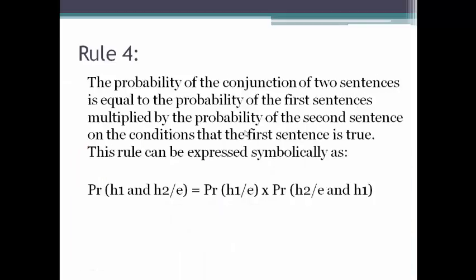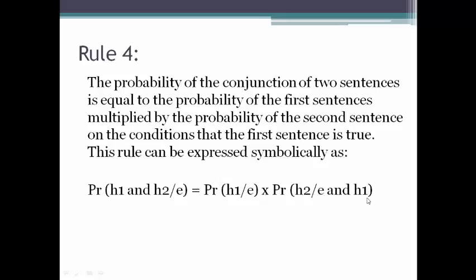Okay, so here's the fourth rule. The probability of the conjunction of two sentences is equal to the probability of the first sentence multiplied by the probability of the second sentence on the condition that the first sentence is true. This rule can be expressed symbolically as the probability of H1 and H2 given E is equal to the probability of H1 given E times the probability of H2 given E and H1.